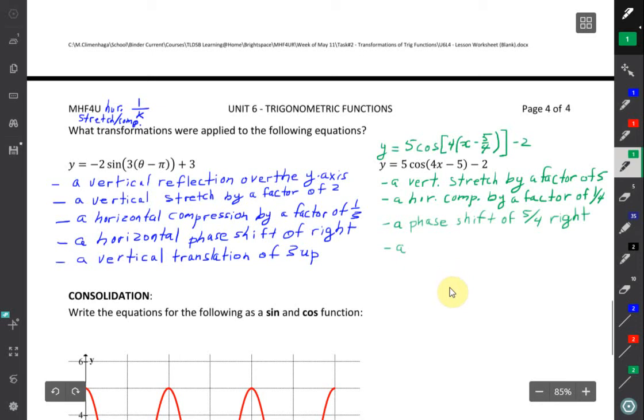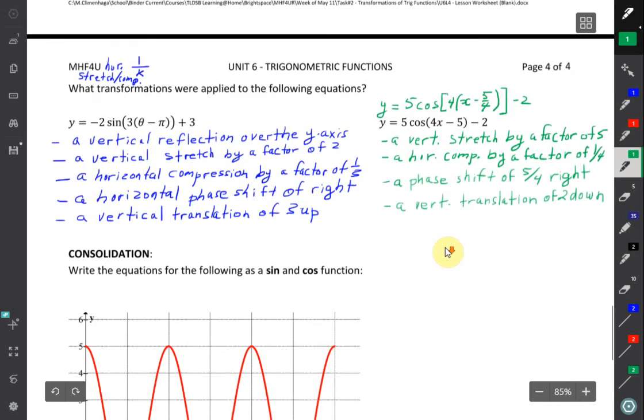So this is a vertical translation of 2 down. So that's a review of simply identifying the transformations based on the constants that you've been given.